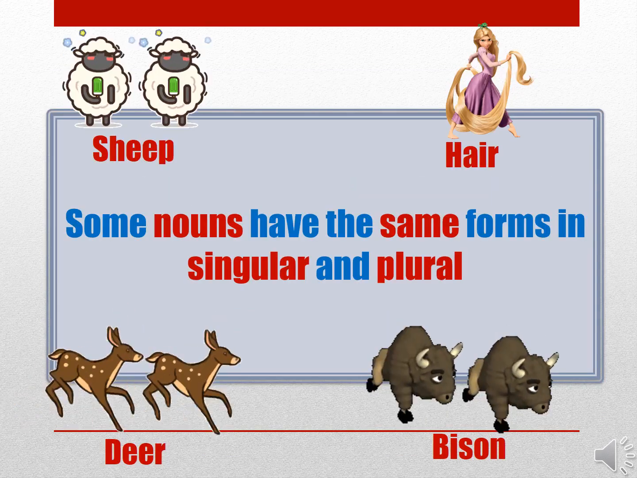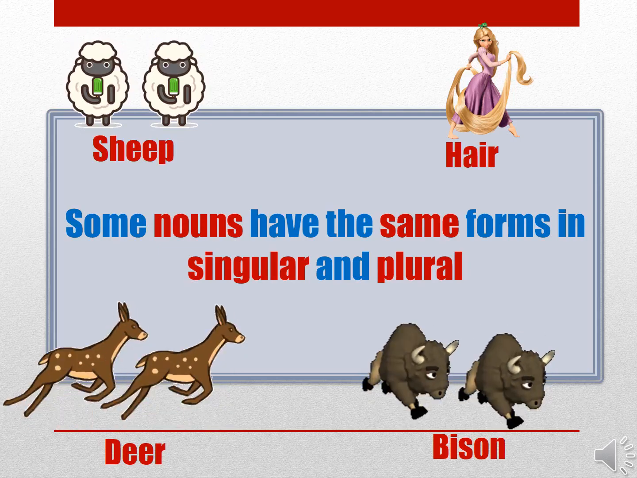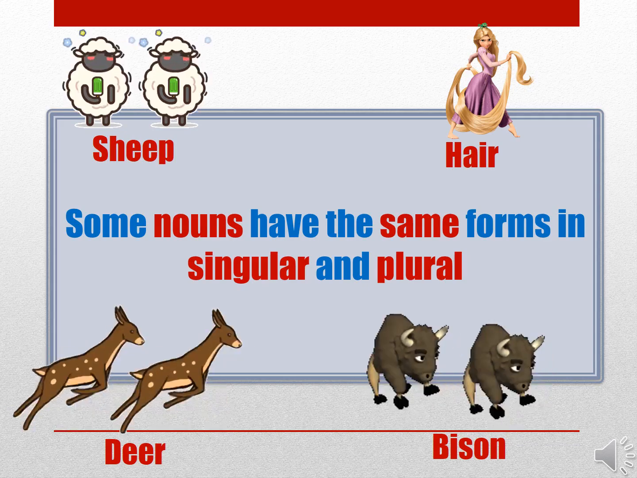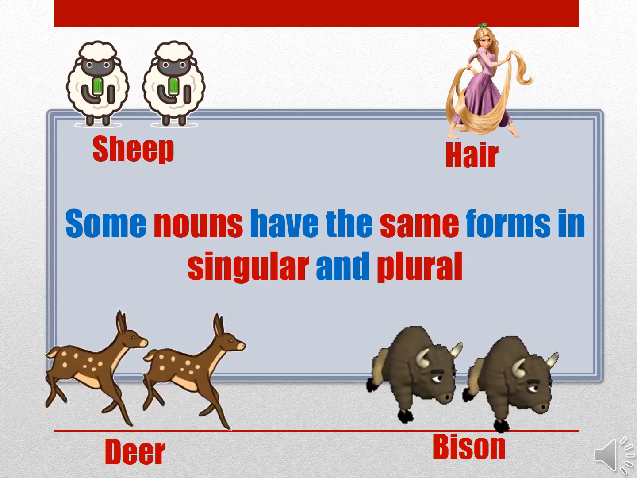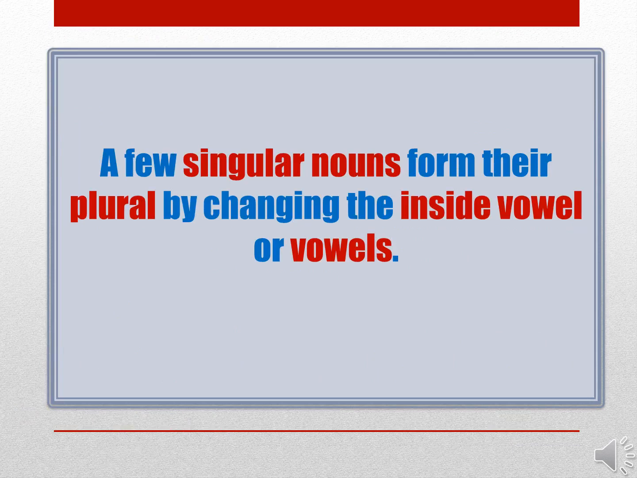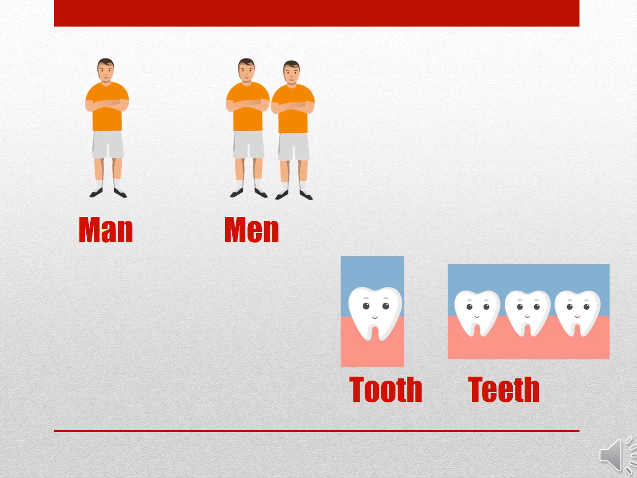Some nouns have the same form in singular and plural. For example, sheep, hare, deer, bison. A few singular nouns form their plural by changing the inside vowel or vowels. For example, man, men, tooth, teeth.